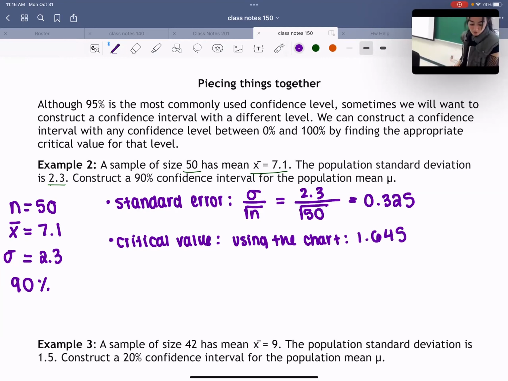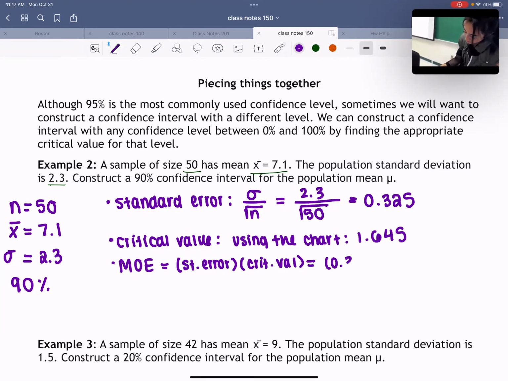All right, moving on. Looks like we need to find the margin of error, MOE for short. Okay. What two numbers am I multiplying together? Good, right? We're going to multiply the standard error times the critical value. And that gives me 0.325 times 1.645. And that gives me 0.535.